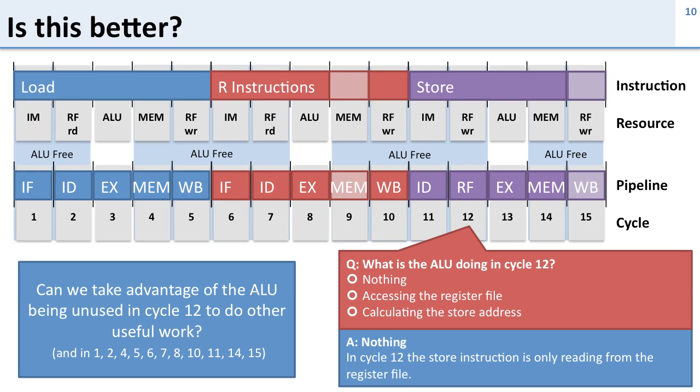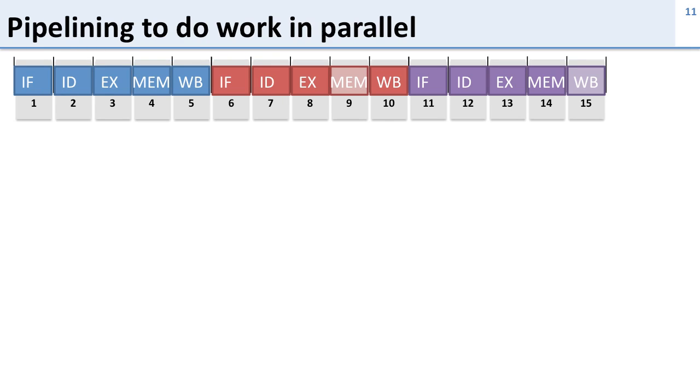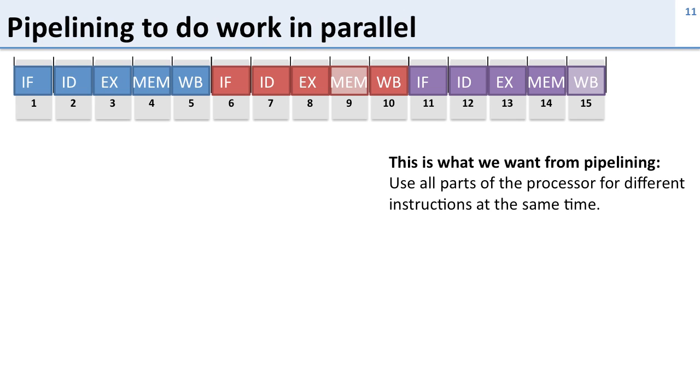In fact, if we look at this, these are all the cycles where the ALU isn't doing anything. The ALU is only being used in 3 of our 15 cycles. Can we find useful work for the ALU to do in those other cycles? If we can, we're going to get better performance. So this is what pipelining is. Pipelining is doing work in parallel. And what we want from pipelining is to use all parts of the processor for different instructions at the same time. So let's take a look at how we're going to do that.